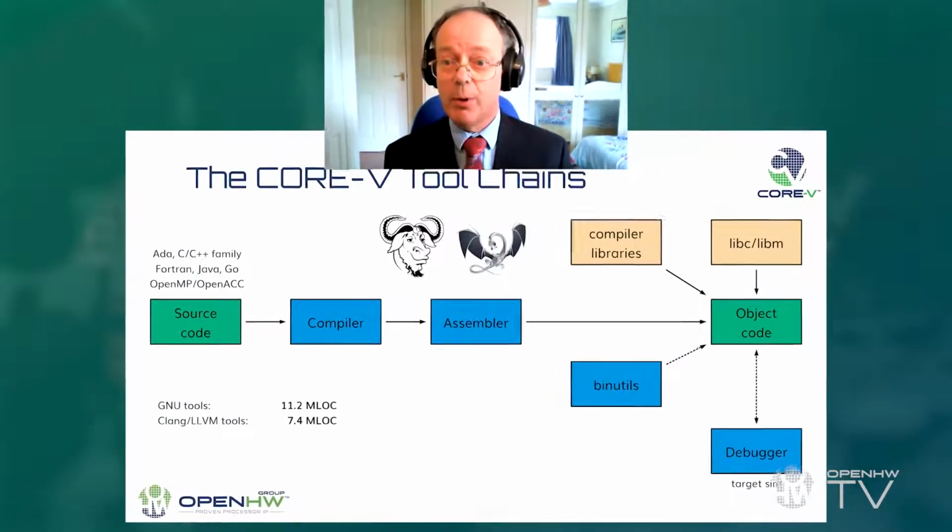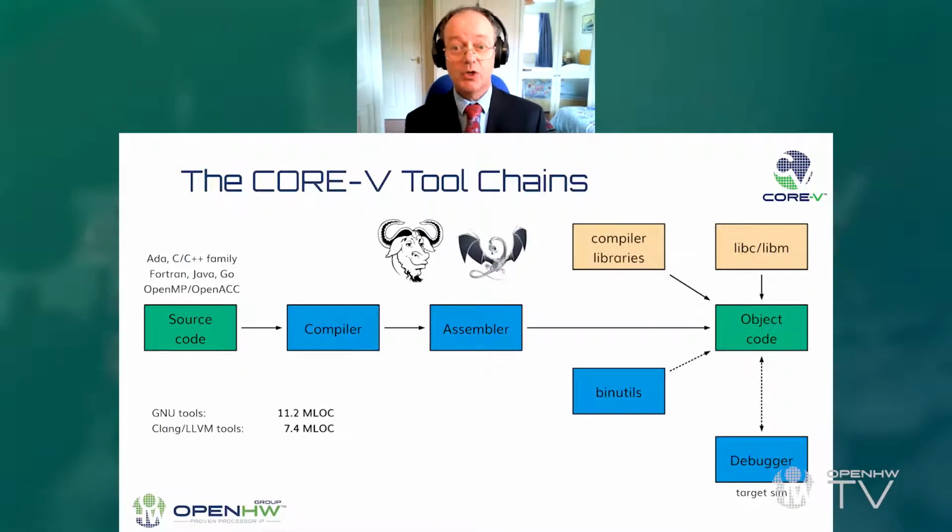The ability to create custom extensions easily using the Core-V extension interface leads to a requirement for custom compiler chains, as Trefor has said earlier. We want to be able to create these as simply as possible. Compiler toolchains are a key component of the Core-V ecosystem, with support for both GCC and Clang LLVM toolchains. In this slide, we see all the components that make up a toolchain.